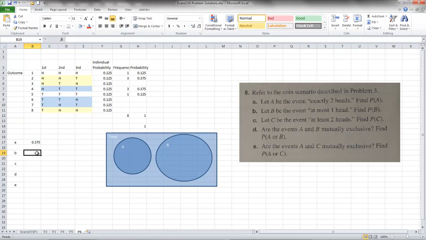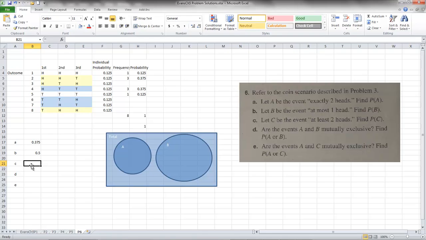Part B says, what's the probability of at most 1 head? That's all the instances where there's 0 or 1 head, okay? So that doesn't work. 2 heads in there, 2 heads in there. But we do have 1 here, 0 here, 1 here, and 1 here. So that's 4 instances. That's 4 times probability. 50% chance that you're going to have 0 or 1 head. At most, but no more than that. Just 0 or 1, no more, not 2 or 3. Okay? That's how the question reads.